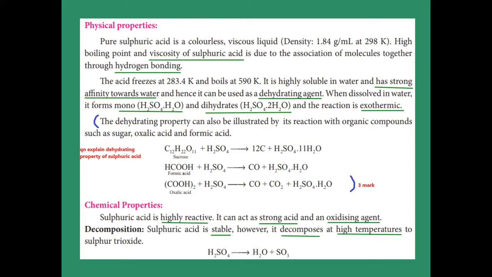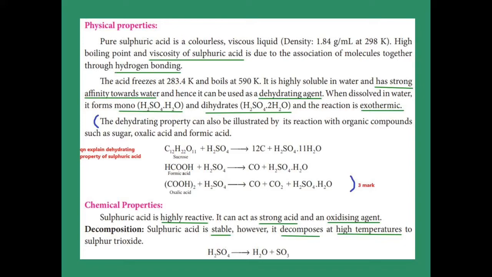First one, sugar. Sugar is sucrose, C12H22O11. When it is added to sulfuric acid, it attracts the water, 11 moles of water. So it gives 12 carbon and sulfuric acid with 11 moles of water, one of the addition compounds. The next one, formic acid, formula HCOOH. Here we are going to remove water. So the remaining CO is evolved and 1 mole of water is added to the sulfuric acid, giving sulfuric acid monohydrate. The next one, oxalic acid, formula (COOH)2, with sulfuric acid. Here carbon monoxide and carbon dioxide are eliminated and 1 mole of water is attracted by sulfuric acid.